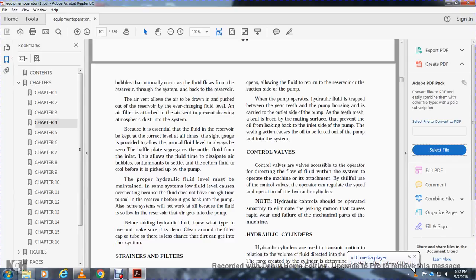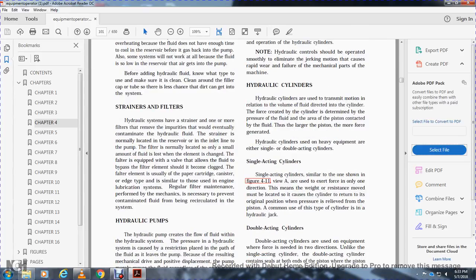Some systems with a low fluid level will overheat because the fluid does not have enough time to cool in the reservoir before it goes back to the pump. Some systems will not work because the fluid is low, and with a low reservoir, air goes into the pump. Before adding hydraulic fluid, know the type to use. Clean around the filler cap and tube to lessen the chance of dirt getting into the hydraulic system.